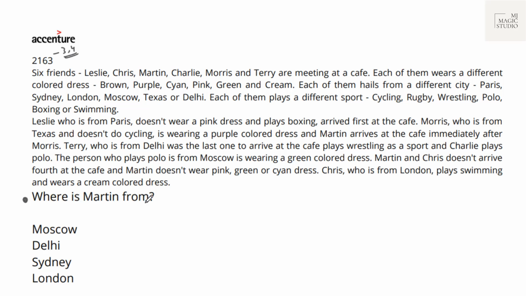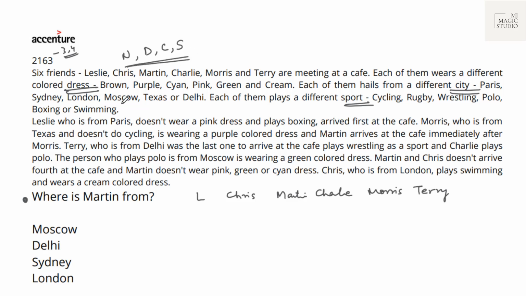Here the question is, where is Martin from? Six friends: Leslie, Chris, Martin, Charlie, Morris. Okay, this is Martin and Terry are meeting at a cafe. Each of them wears a different colored dress. Each of them hails from a different city and plays a different kind of sport. So we have name, color of dress, city, sport, four different kinds of variables. And to prepare a grid of that, we would be investing a lot of time. Here we need to know where Martin is from.